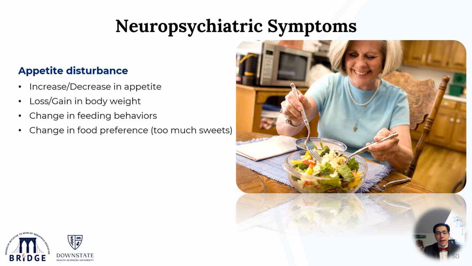So when it comes to their appetite, they may show increase or decrease in their appetite, which could lead to some loss or gain in their body weight. They may show some changes in their feeding behaviors, in the way they manipulate their utensils, the way they choose their food, what type of food they're consuming. In severe cases, they might consume inedible stuff as food, like ketchup or wood splinters or pencils. And sometimes we see a change in their food preference, as in craving too many sweets, one of the more common ones.